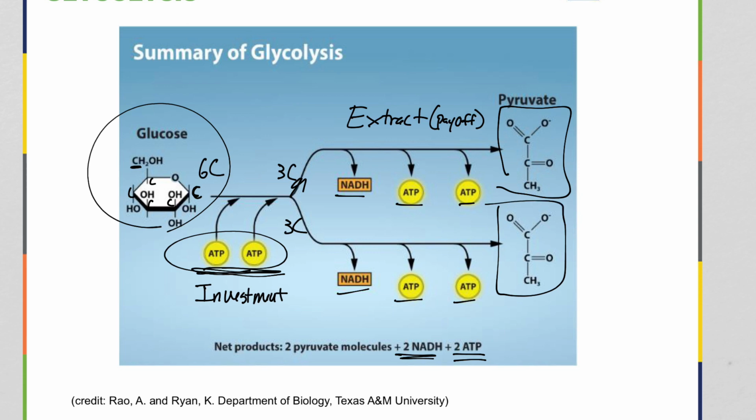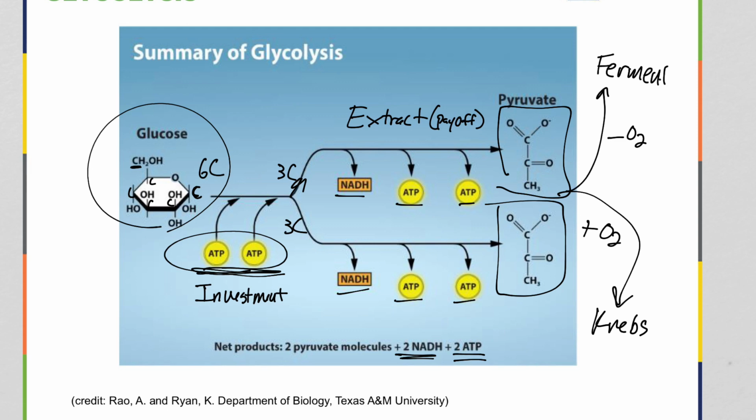And then in the end, you have these 2 identical pyruvate molecules, and we can do 2 different things. If you have oxygen, right, those pyruvates are going to go into Krebs cycle in the mitochondria. If you don't have oxygen, they're going to go to fermentation to make either lactate or ethanol, depending on the organism you're in. Those are the possible fates.